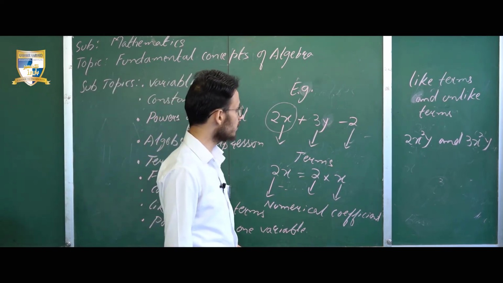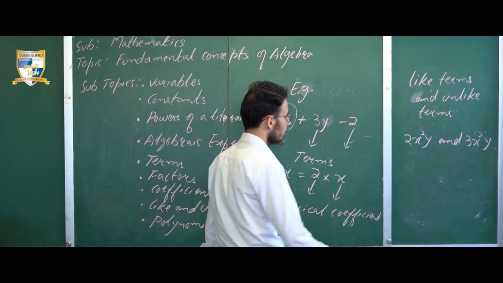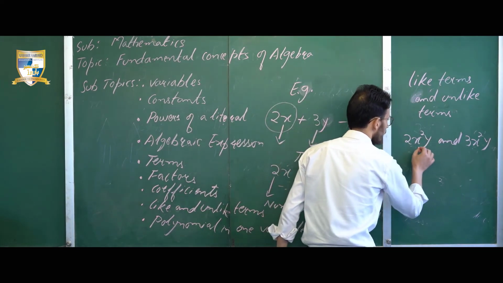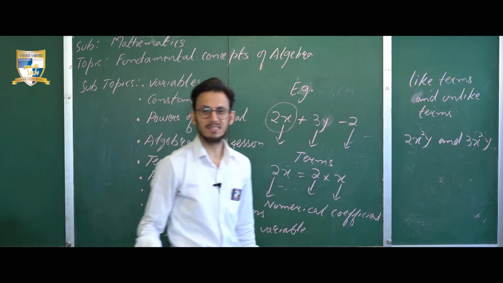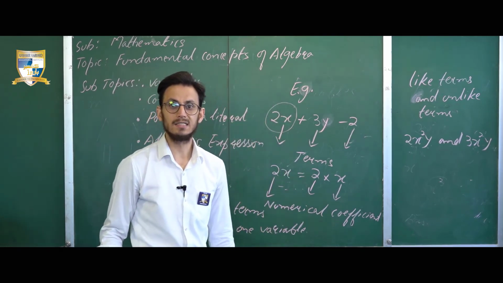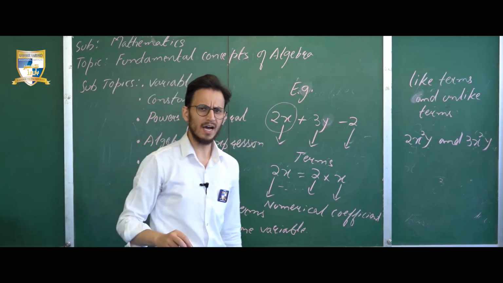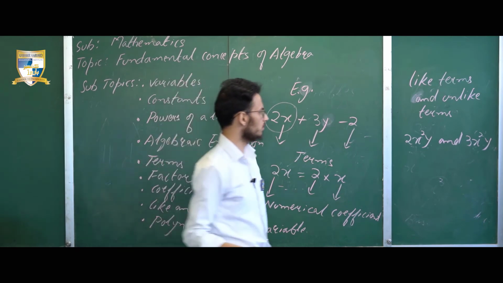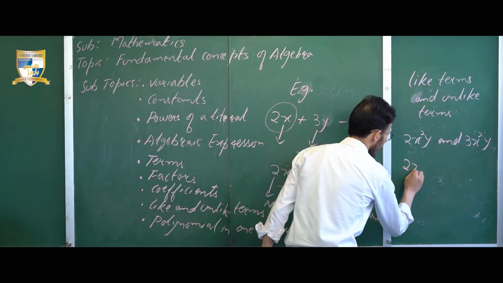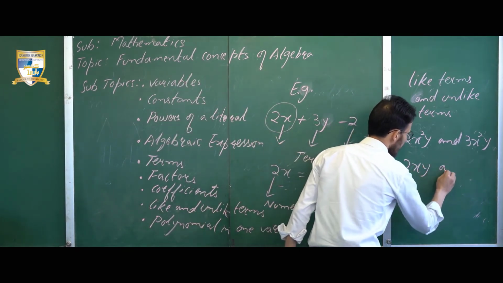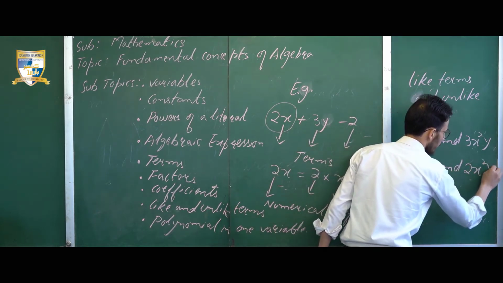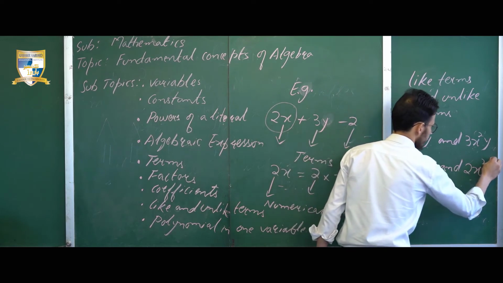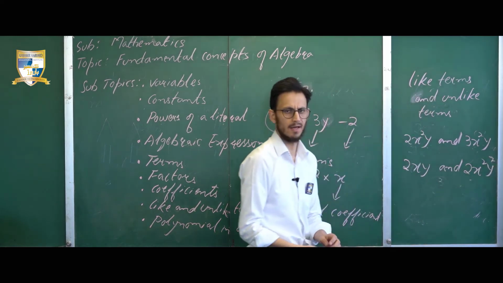So to check whether the terms are like or unlike terms, what we have to check? We have to check the variable part. If the variables are same and their powers are same, so we consider them as like terms. If one of the conditions is violated, suppose 2xy and 2x square y, x square y square. Another example.